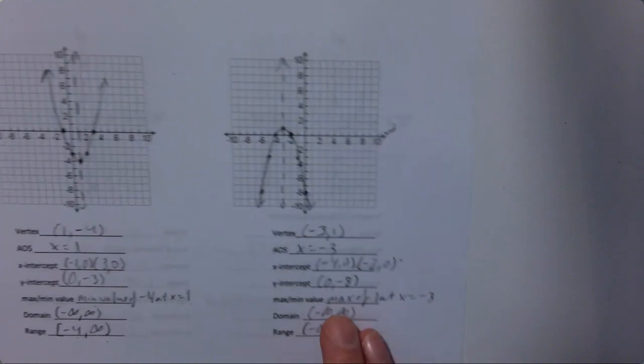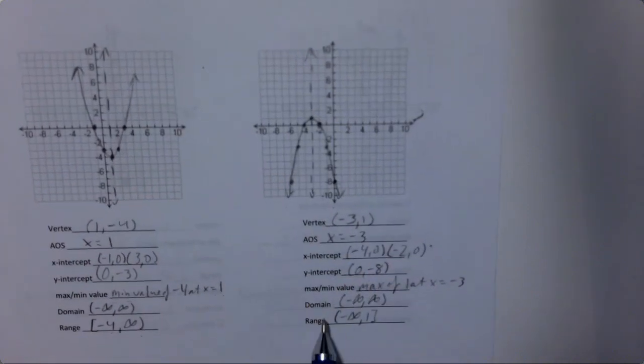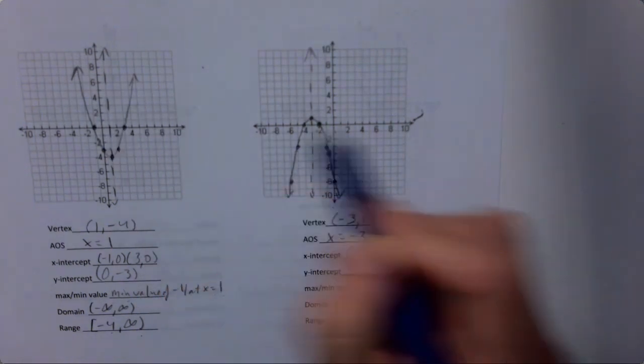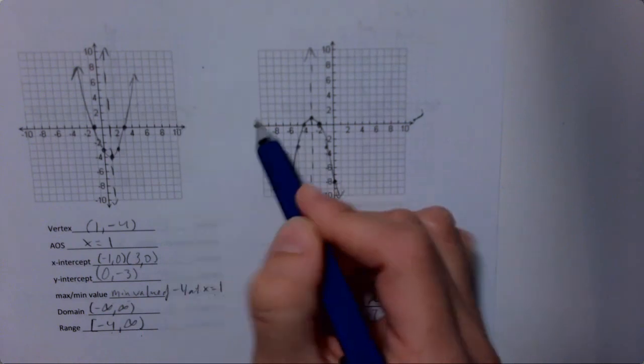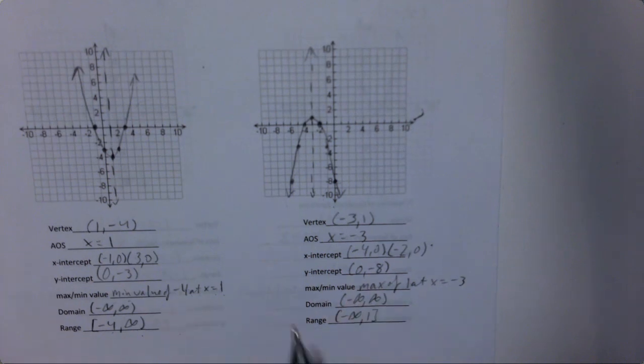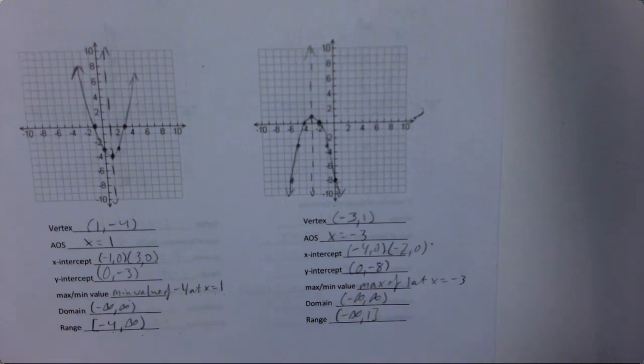Something you may have noticed on all of these problems is the domain was always all real numbers. That's because your parabola is open along your x-axis. So anytime you have a parabola like these, where it's opening along the x-axis, your domain will always be all real numbers, but your range will be something else. If you've noticed, they've always been something else, okay?